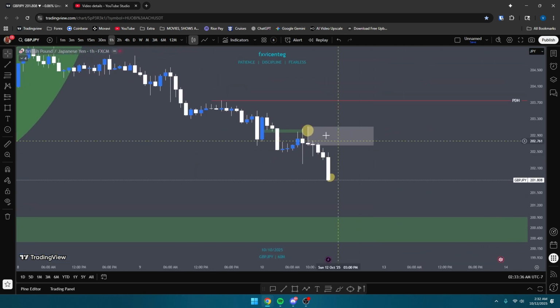Now, if you look at the smaller time frame, we have this structure. Let me go ahead and draw that out for you. Lower low, lower high, lower low, lower high, lower low, lower high, lower low.